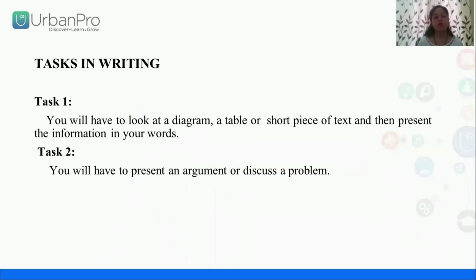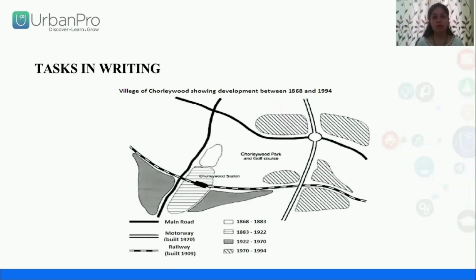For academic, the first task is diagrams, basically a report writing. It can be a diagram, a table, a short piece of text, or any kind of information. For example, they give you a graph and ask what developments came between, say, 1868 and 1994 in a village. So you have to write a report.